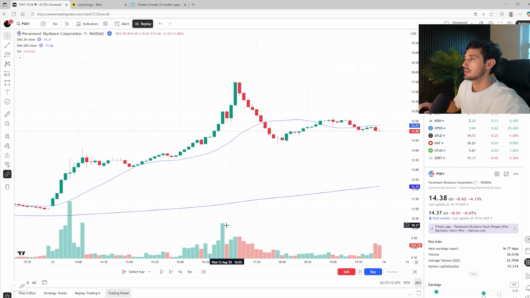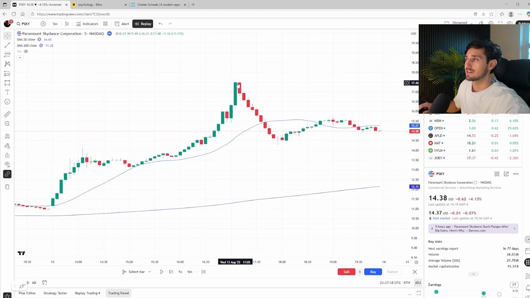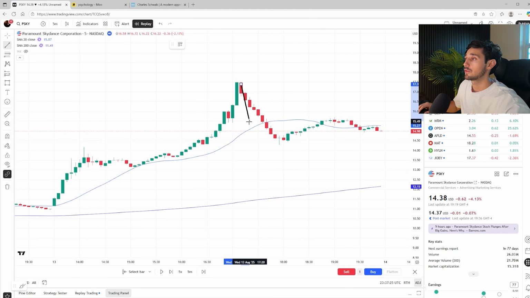Did we get a volume spike? We didn't get a big volume spike. I like to see spikes in volume at the top. That can indicate a reversal, but we accelerated and we were really extended on the 5-minute time frame from the 20 period moving average. So we were overbought.